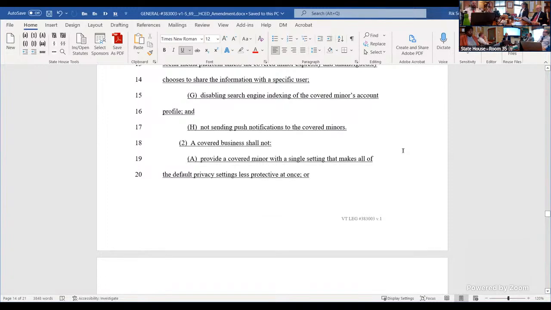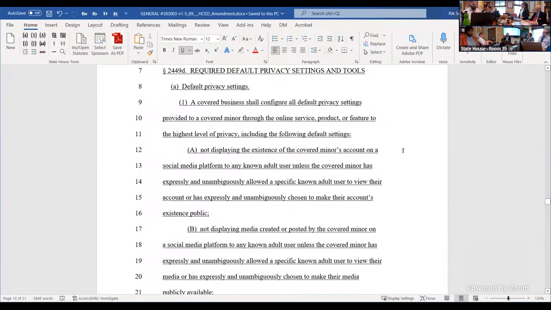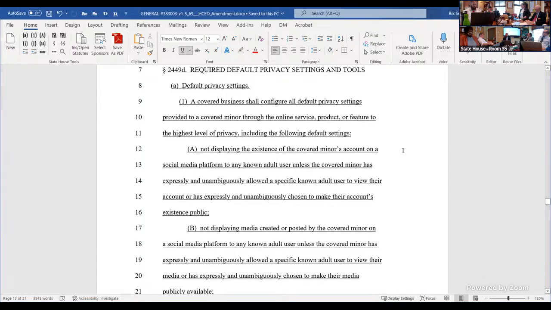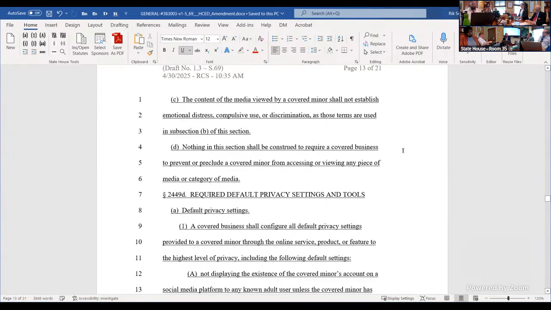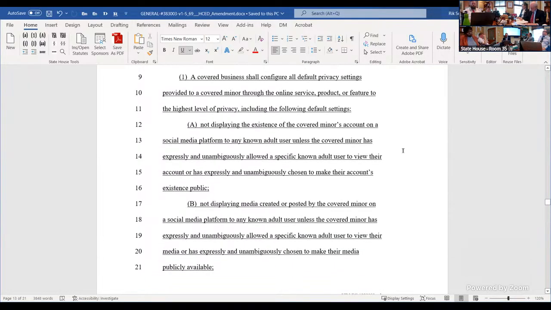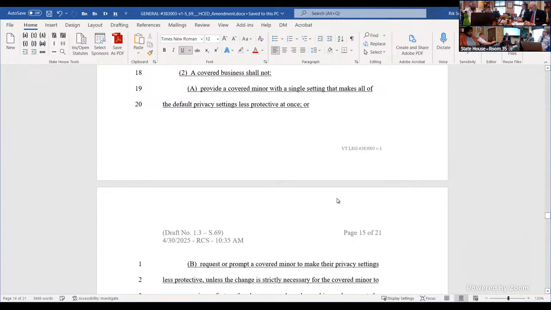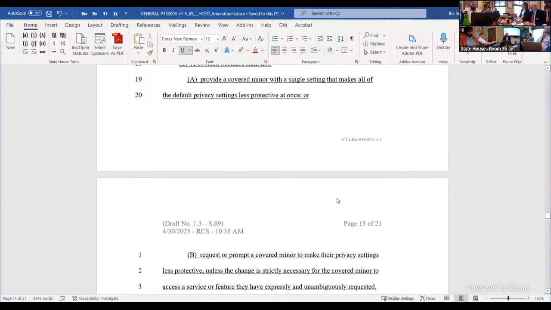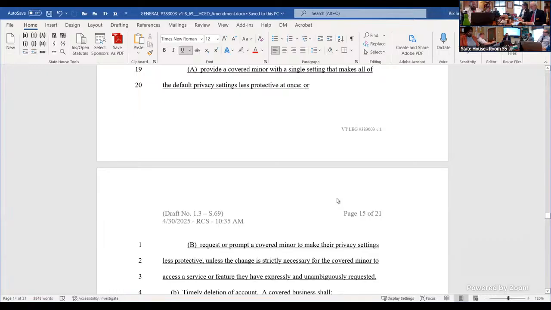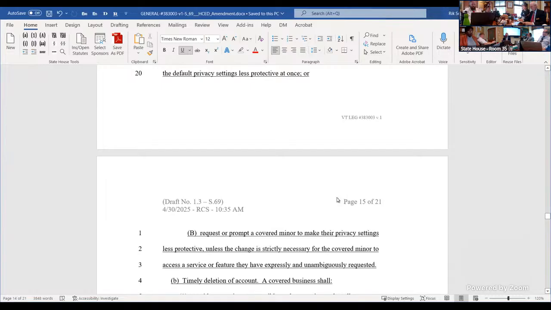Okay, a covered business shall not. Again, this applies just to covered businesses, not the processors. You can be a covered business and a processor, but if you're just a processor, then you're not. And also, you have to have a social media platform. On most of these, a social media platform is required. A covered business shall not provide a covered minor with a single setting that makes all of the default privacy settings less protective at once, or request or prompt a covered minor to make their privacy settings less protective unless the change is strictly necessary for the covered minor to access a service or feature they have expressly and unambiguously requested.